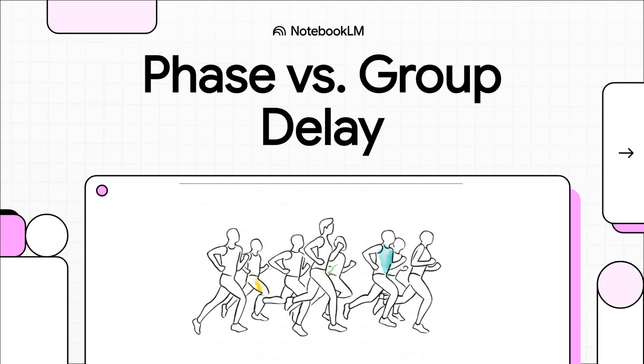Welcome to The Explainer. Today we are digging into the hidden science that keeps your music from sounding like mud and your videos looking sharp. It all comes down to a battle of timing, phase delay versus group delay.